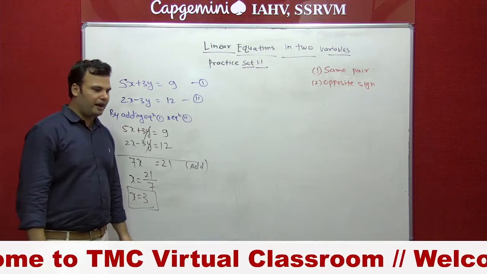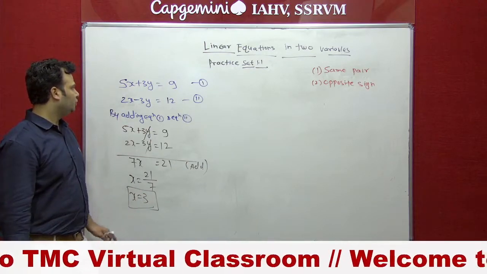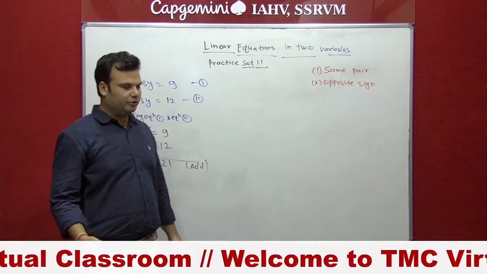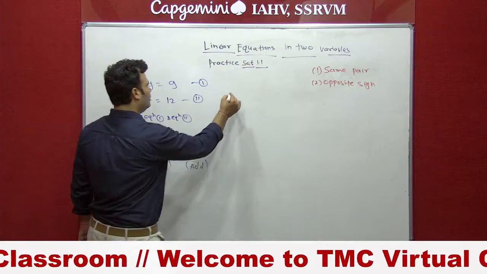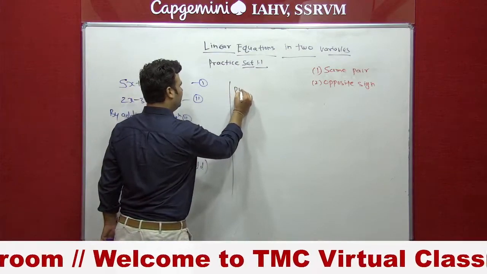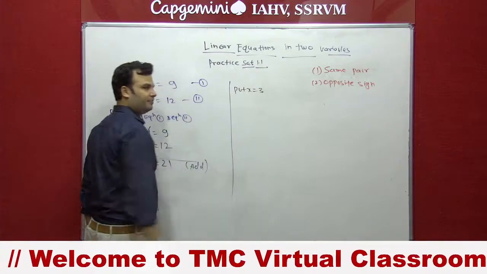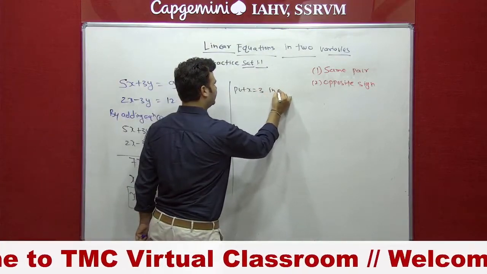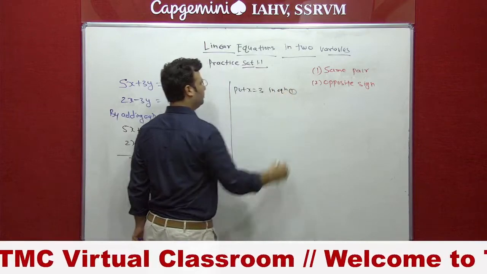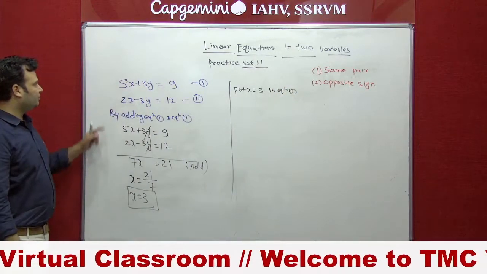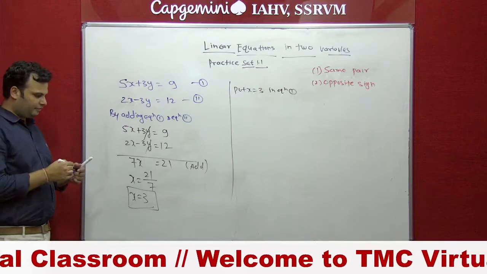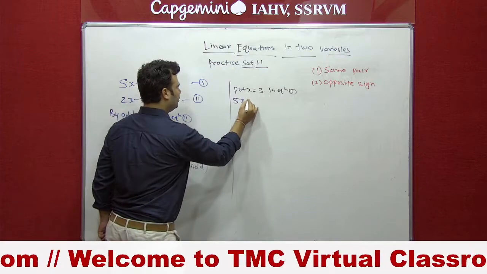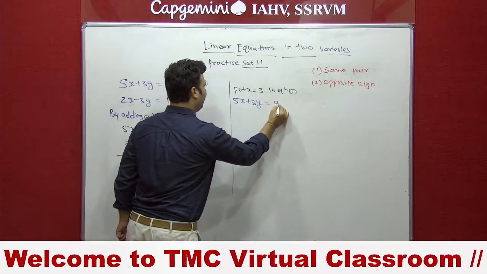Now we have to find the value of y. So we can put x equal to 3 in equation number 1, as given in your textbook. So what is equation 1? 5x plus 3y equal to 9.